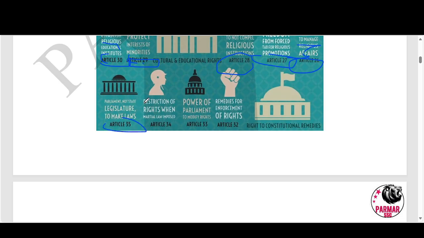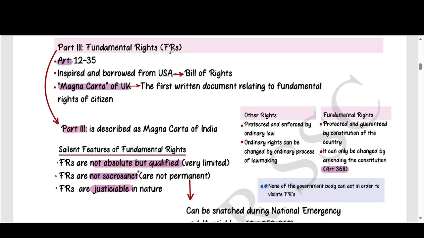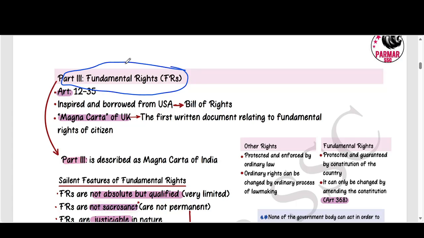Article 33, power of Parliament to modify rights; Article 34, restrictions on rights while martial law is in force; Article 35, legislation to give effect to fundamental rights; Article 32, right to constitutional remedies. These are the articles under the third part, fundamental rights.